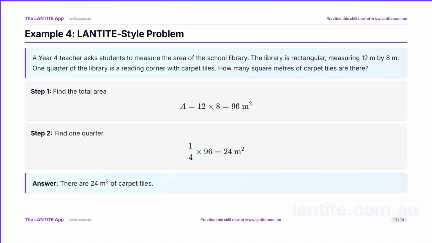Here is a LANTITE-style problem. A Year 4 teacher asks students to measure the school library, which is 12 meters by 8 meters. 1/4 has carpet tiles. First, find the total area. 12 times 8 is 96 square meters. Then, find 1/4. 96 divided by 4 is 24 square meters of carpet tiles. These multi-step problems are common on the LANTITE. You need to read carefully and identify what the question is actually asking.